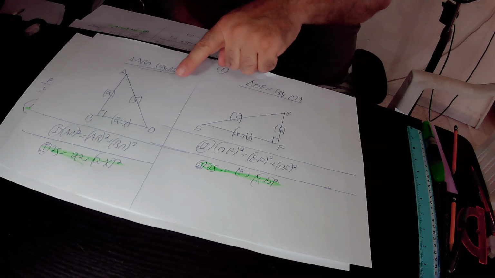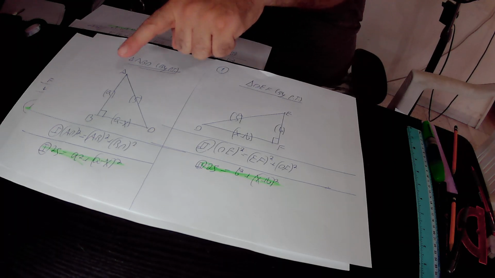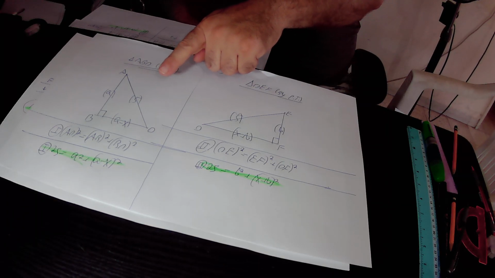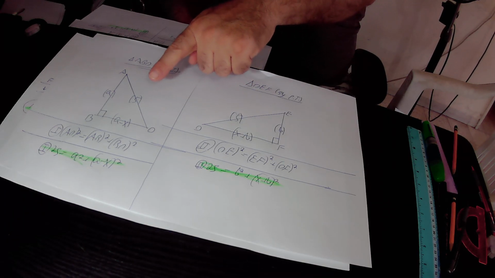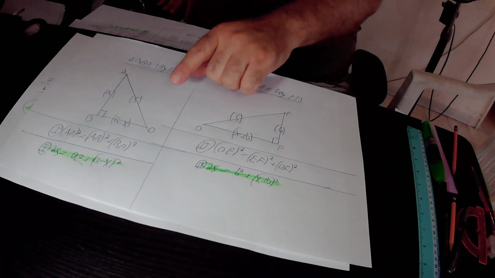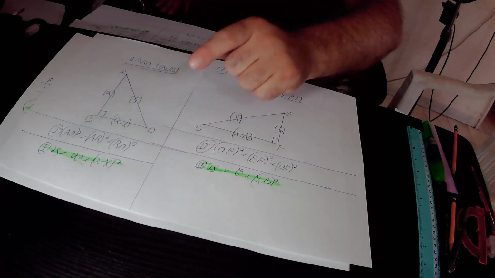Okay. AO is 5, therefore AO squared is 5 squared, that is 25. And it is equal to AB squared. AB is A, therefore AB squared is A squared, plus OB squared. OB is A minus X, therefore OB squared is (A minus X) squared. So in total, according to equation 1, we should find out that 25 equals A squared plus (A minus X) squared.